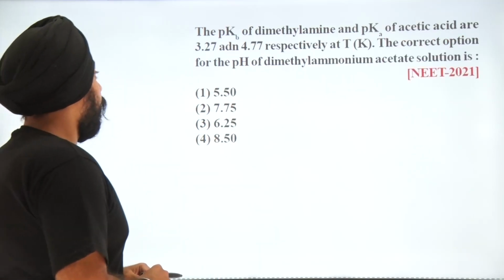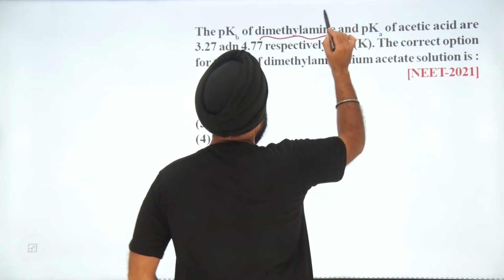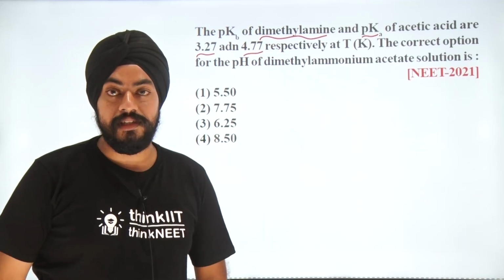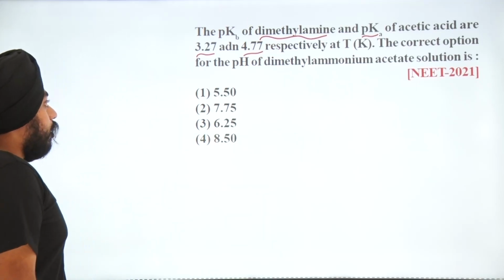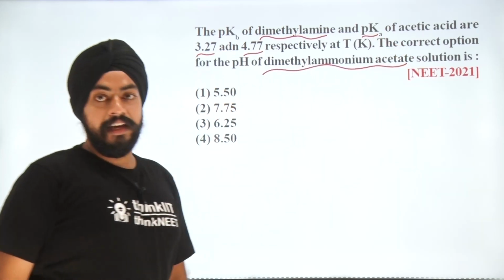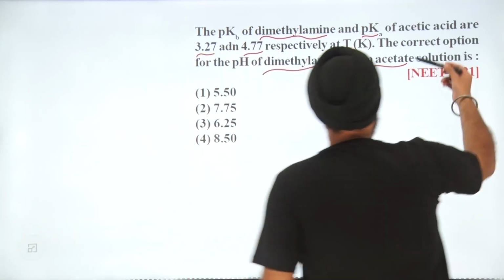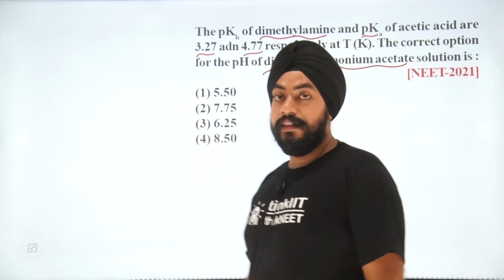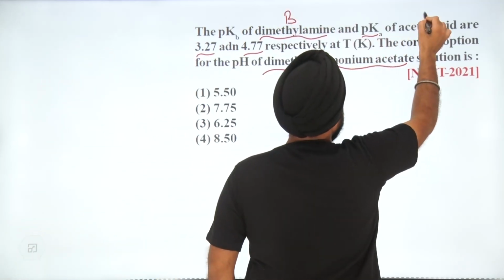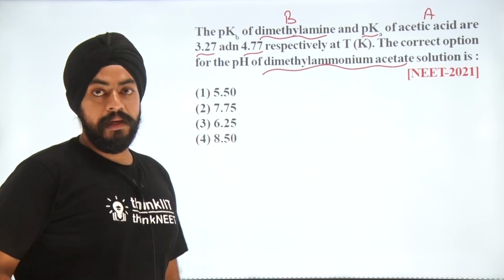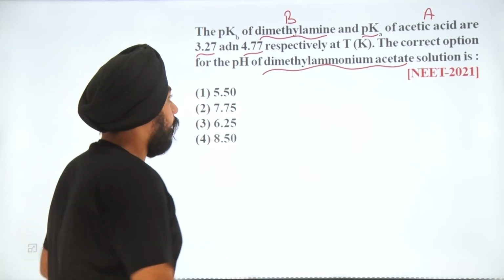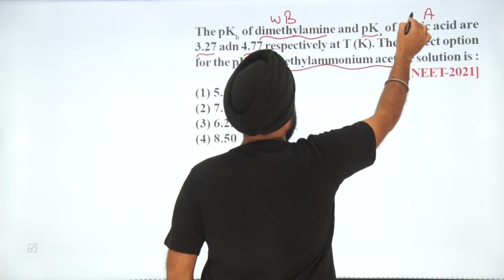The question says the pKb of dimethylamine and pKa of acetic acid are 3.27 and 4.77 respectively. So what is the correct option for the pH of dimethyl ammonium acetate, students? Well, acetic acid will leave an H plus and make acetate ion, and this is a base, this is an acid. If pKa and pKb are given, that means these belong to the weak electrolyte category only. So this is a weak base, this is a weak acid.